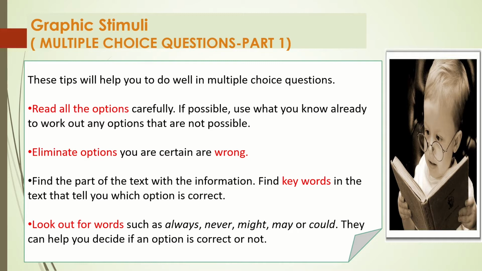Find the part of the text with the information. Find keywords in the text that tell you which option is correct. And look out for words such as always, never, might, may, or could. Okay, they can help you decide if an option is correct or not.